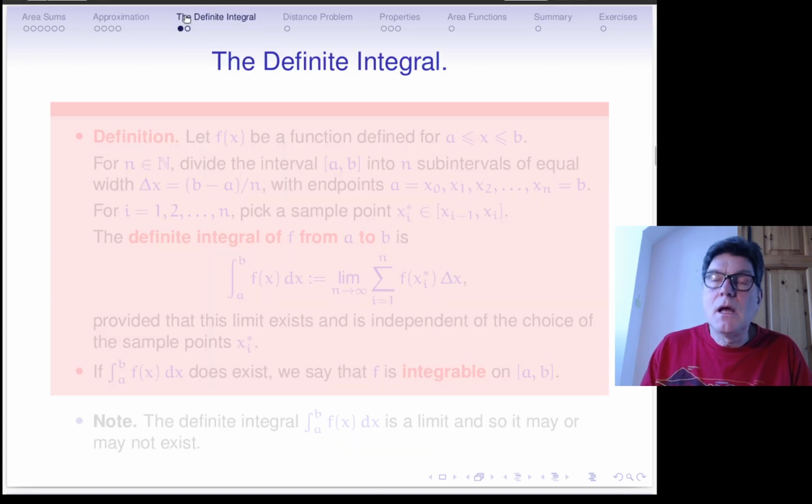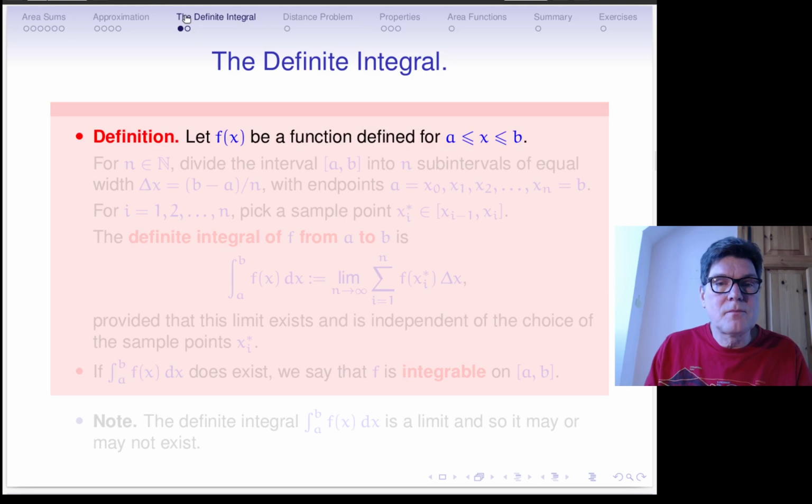We've seen how an area under the curve of a function, under the graph of a function, can be described as a limit of a sum of areas of approximating rectangles. On the basis of that, we now define the definite integral as follows.